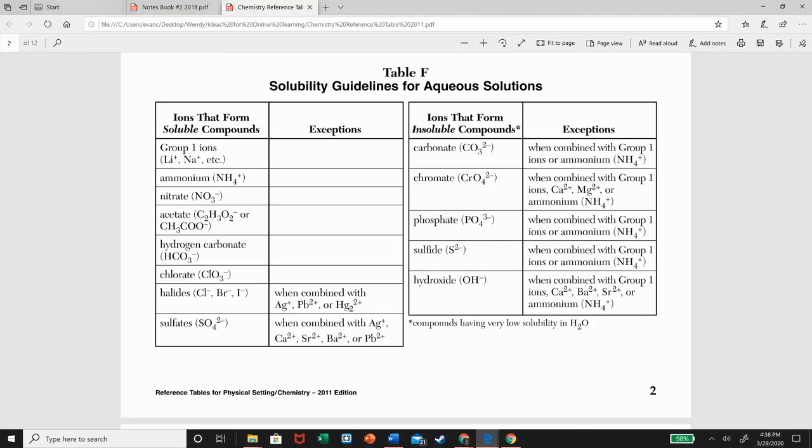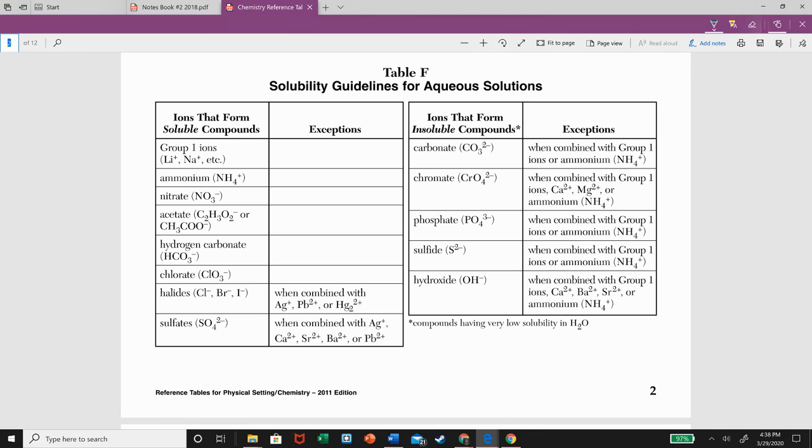Hi, welcome. All right, so in this set of notes, which is going to be a second set of notes on our solutions unit, we're going to focus primarily on reference table F. So you should have your reference tables out to reference table F, where we are going to talk about the solubility of different compounds, specifically in aqueous solutions. And again, aqueous, right, means AQ, and that has to do with being dissolved in water, H2O.